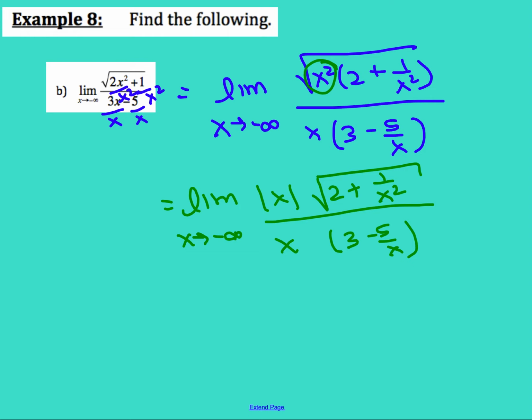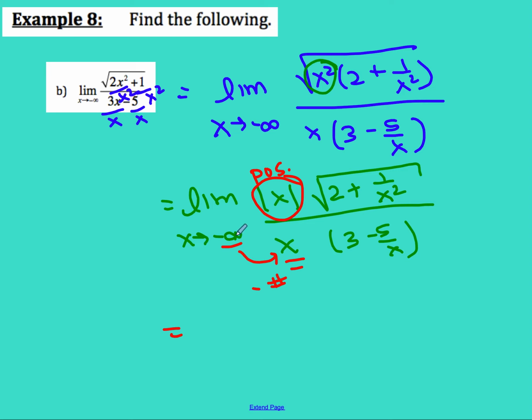Now, this right here, we all know the absolute value will give me a positive result, even if I were to plug in a negative infinity. Now here, if I were to plug in a negative here, that would make this a negative number, okay? And we all know a positive divided by a negative will leave us with a negative result. So we have a negative on this one.